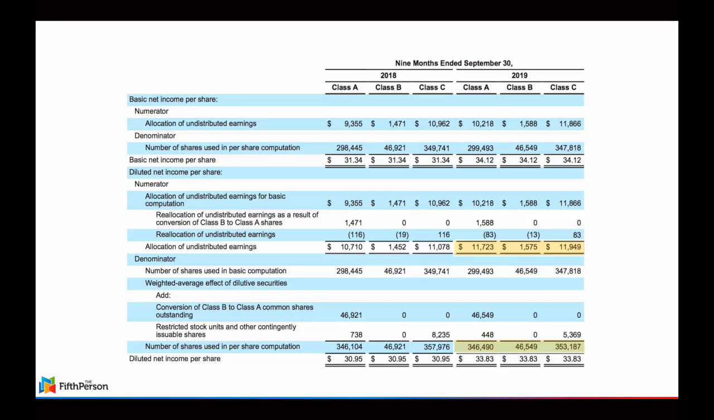So for the different classes of shares that you own, there's a different number of shares over there. If you divide the earnings by the number of shares of the same class, you will get the same earnings per share at the bottom, which you can see is $33.83. So this is where you can look for your number of shares and calculate your earnings per share. So this is the earnings per share.